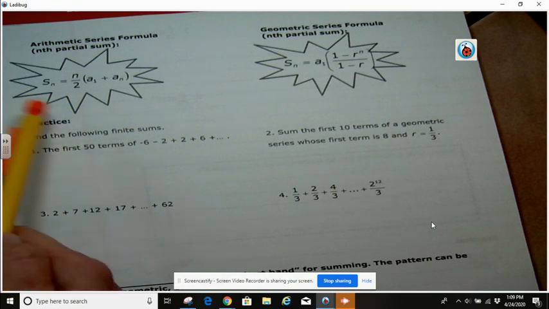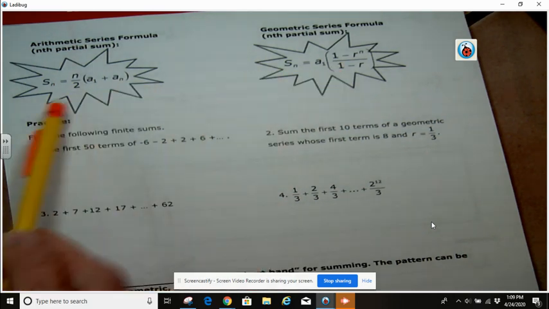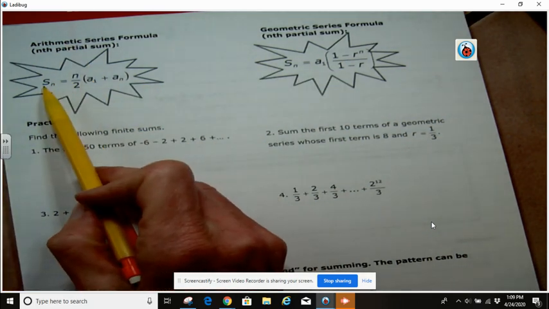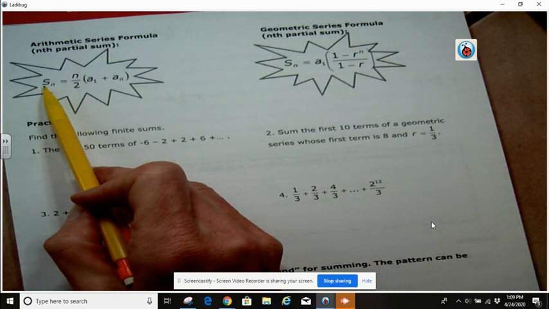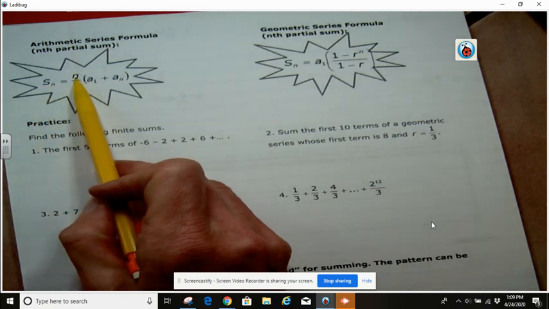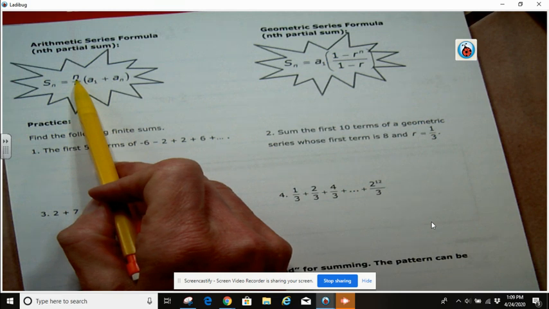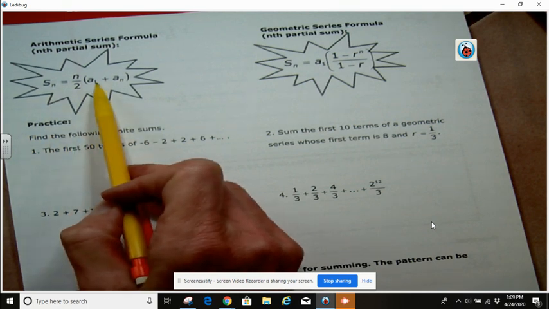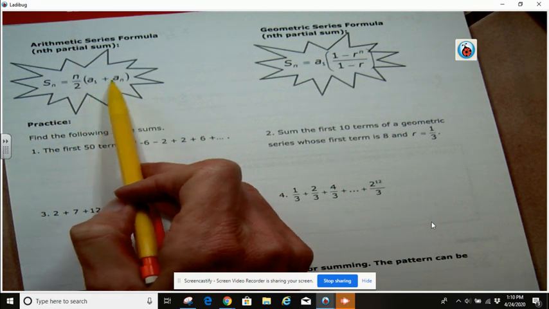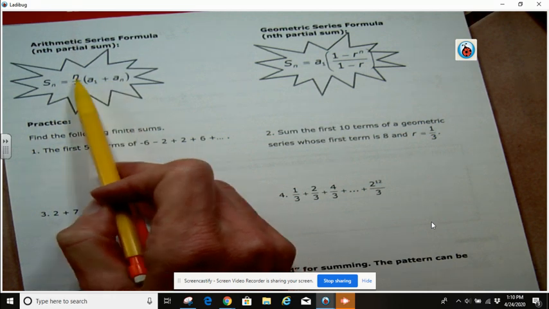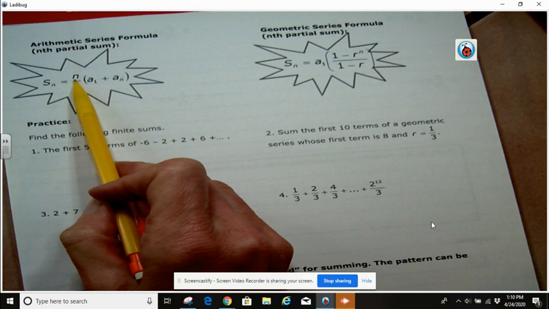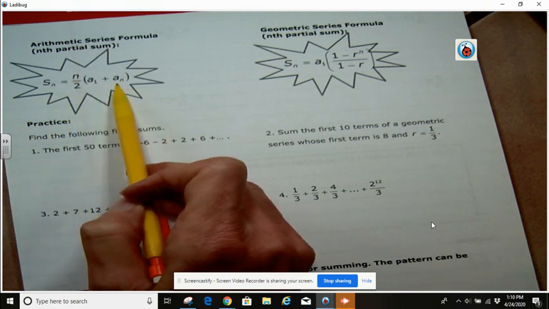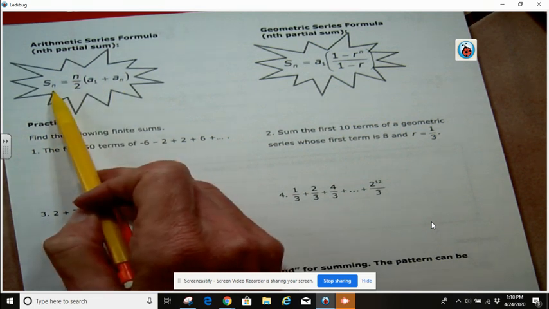So we can see that the formulas use the same information that we had before. Instead of a sub n, it's s. S just means the sum. So if n, remember a positive integer, let's say that we want to find the sum of the first 10 terms. So n would be 10, and we'd find s sub 10, the sum of the first 10 terms. A sub 1 would be the value of the first term, and a sub n would be the value of whatever this term is. So if n is 10, this would be the value of the 10th term, and this would be the sum of the first 10 terms.